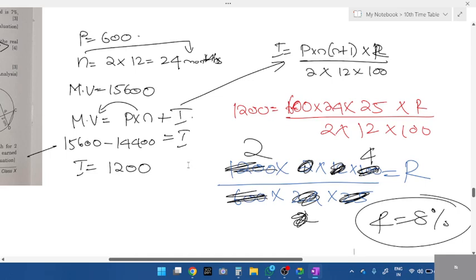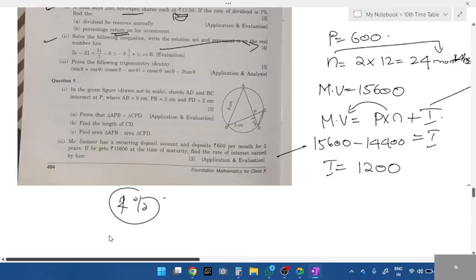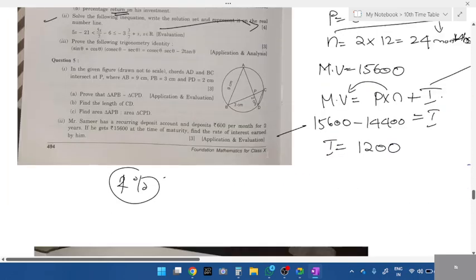So maturity value is given. First find interest. Take interest and substitute in the second formula. Don't do it in the reverse order. Always follow the same order. It is a time-saving method. Okay, you can save time in this.